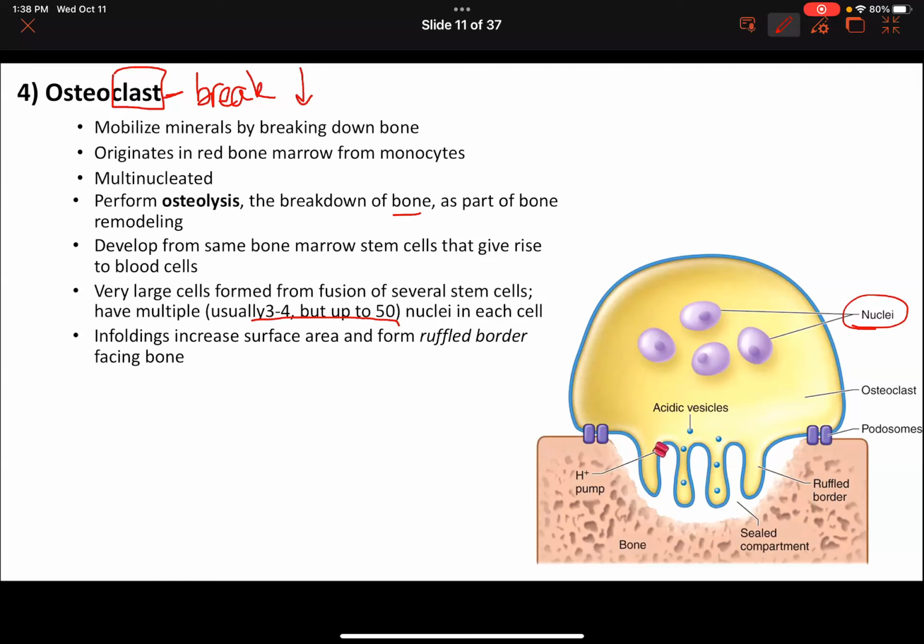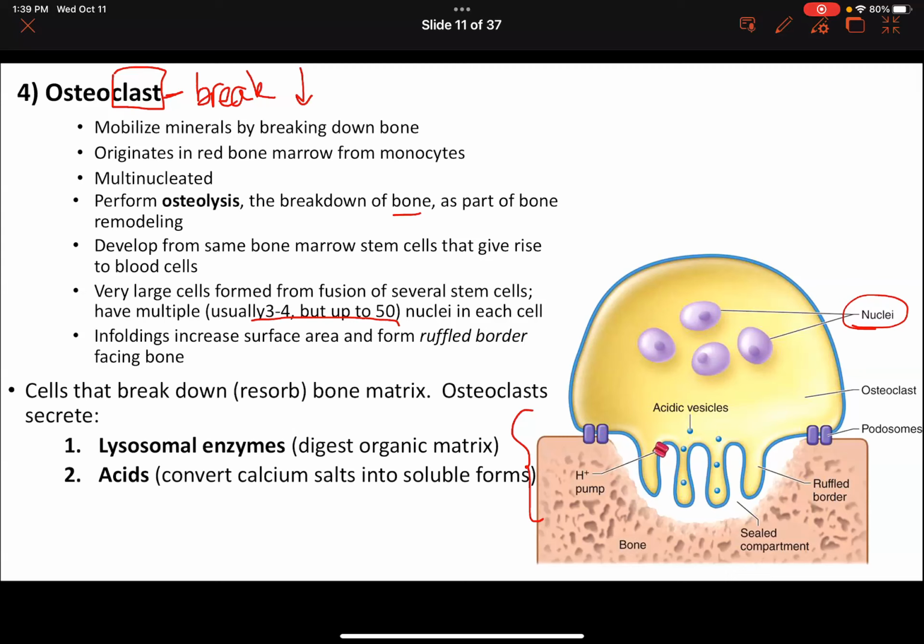They form something called a ruffled border. This would be kind of an example of a ruffled border that faces the bone, and it's this ruffled border that's going to basically increase the surface area exposure of the osteoclast to the bone so that it can really break down more bone and release more enzymes to break more bone down and release more minerals.